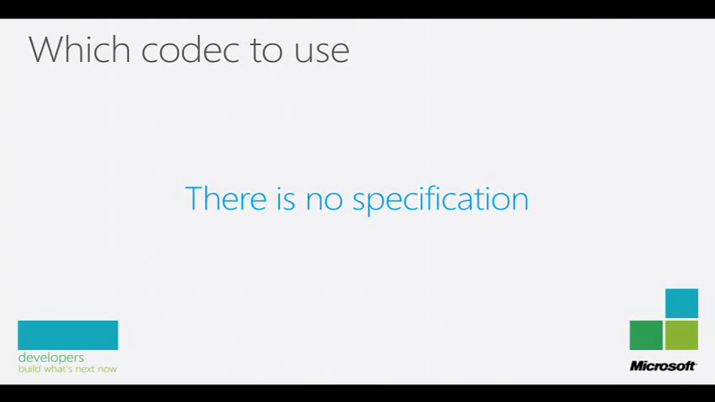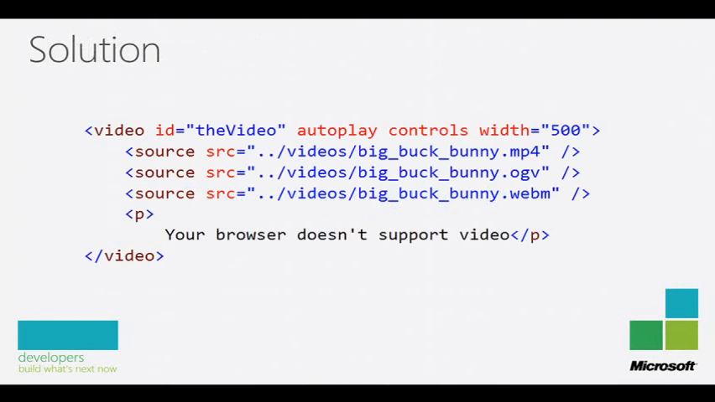Now, they have a good solution for this, and the solution is this. You're going to have your video tag, and you're just going to list the different codecs that you want to use inside your video tag. So, for example, I have first the Big Bug Bunny MP4, then I have an OGG format, and then I have the WebM format. Now, a small tip here, always put MP4 at the top.